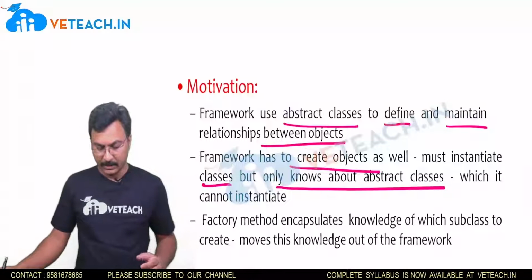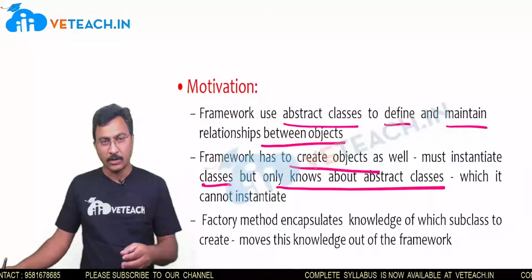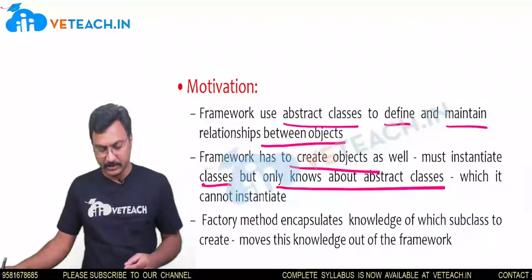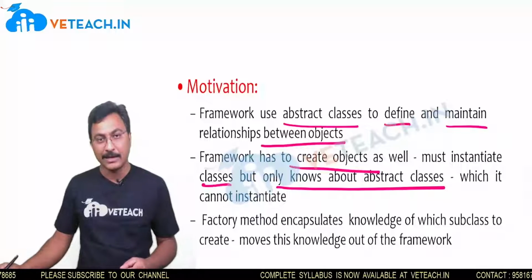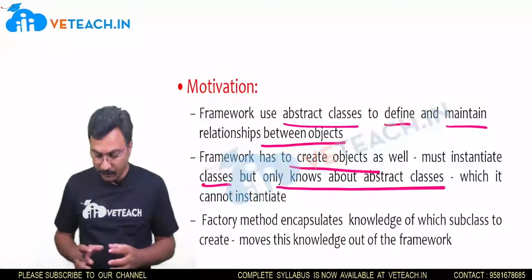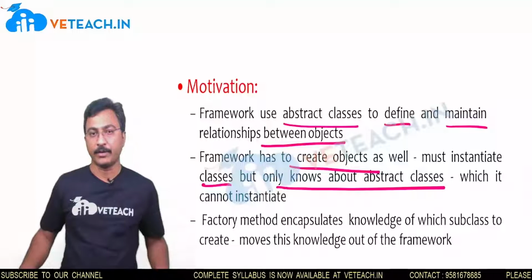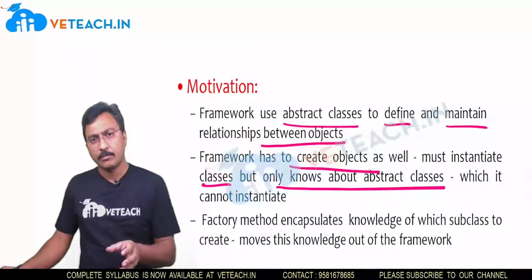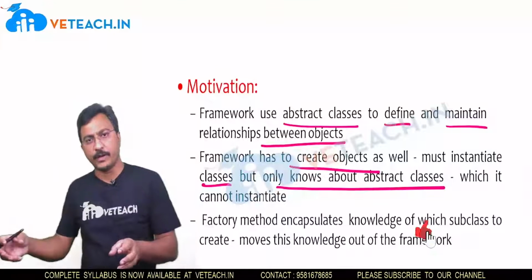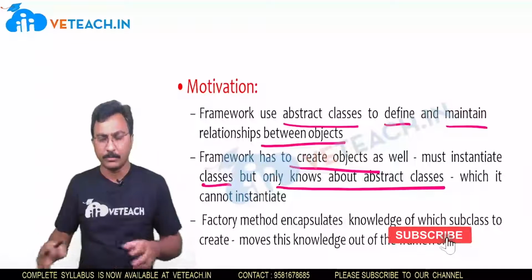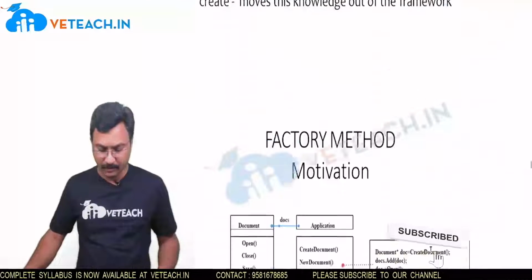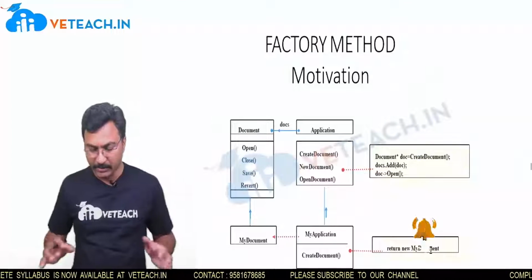To bring in the knowledge of how a factory method solves this problem: a factory method encapsulates knowledge of which subclass to create, and moves this knowledge out of the framework. So it creates, but that knowledge is moved out of the framework, which simplifies the process of creating objects. That's our motivation.